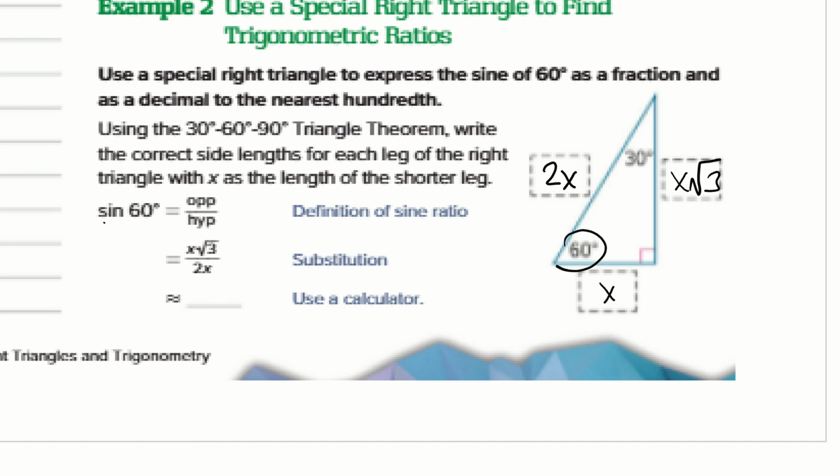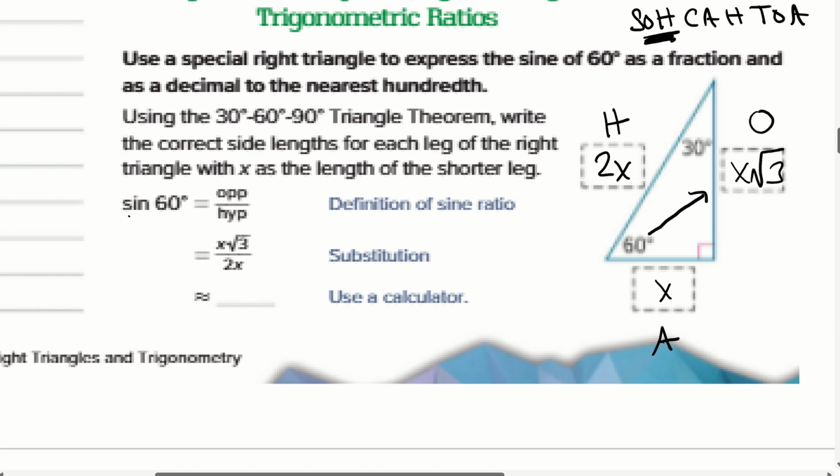Okay, now we want to do the sine of 60 degrees. Remember, this is going to be opposite, and then this is going to be hypotenuse, and then this is going to be adjacent. So remember SOHCAHTOA, sine is opposite over hypotenuse. So sine is going to be x square root of 3 over 2x, which is exactly what they got here. Notice that the x's cancel, and that leaves you with square root of 3 over 2, which is approximately 0.87.